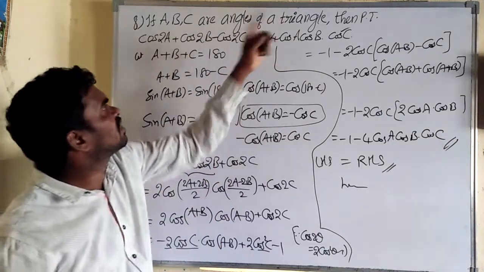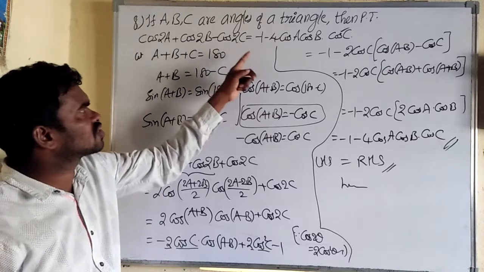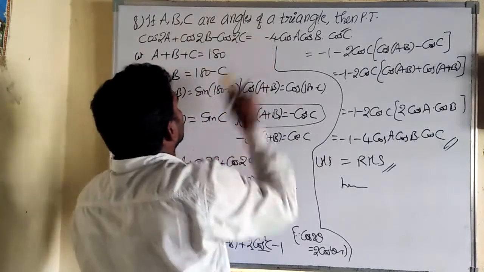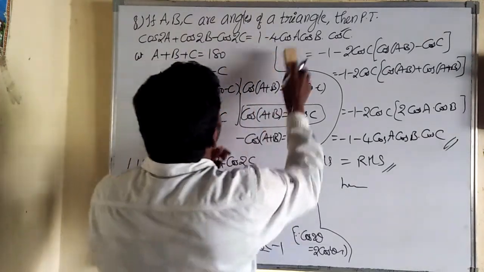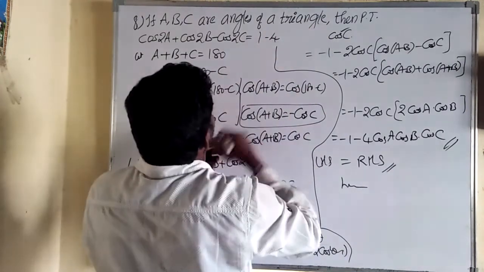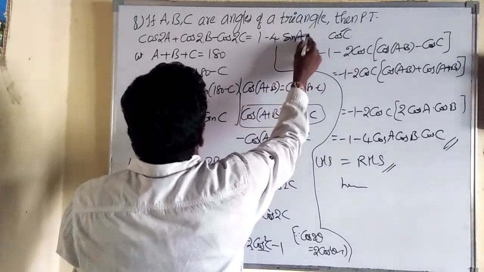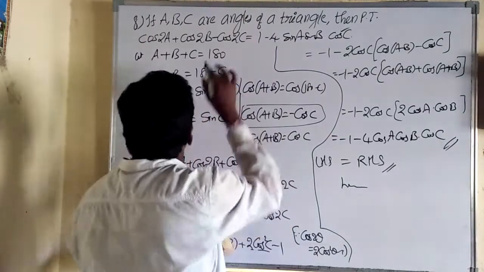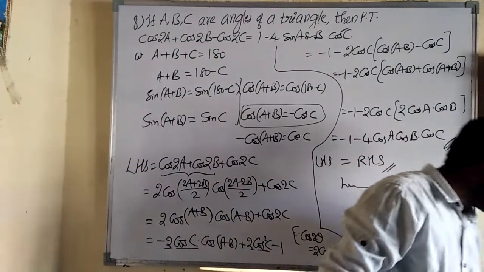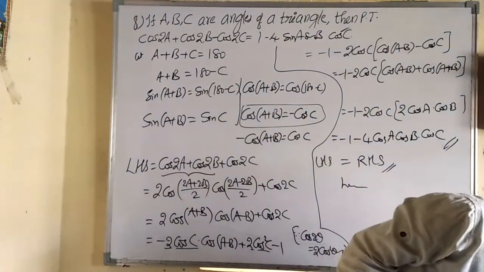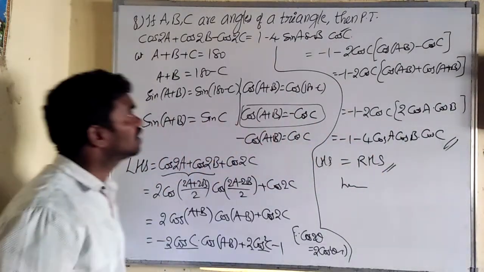Next, 8th question. If A, B, C are angles of a triangle, then cos 2A plus cos 2B minus cos 2C is equal to 1 minus 4 sin a sin b cos c. This is the 8th question. Then how can we solve? 1 minus 4 sin a sin b cos c.